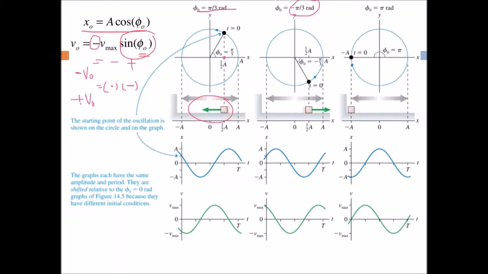And for my last example, I have a phi naught equal to pi. So if I put that into my equation, sine of pi gives me 0. So my initial velocity, if my phase constant is pi, is 0.